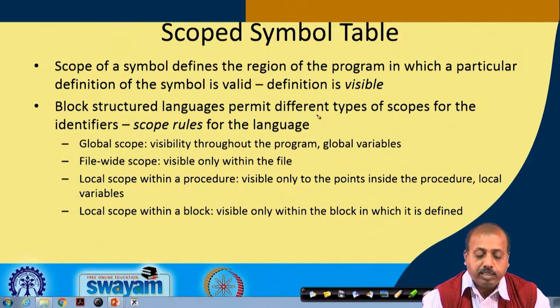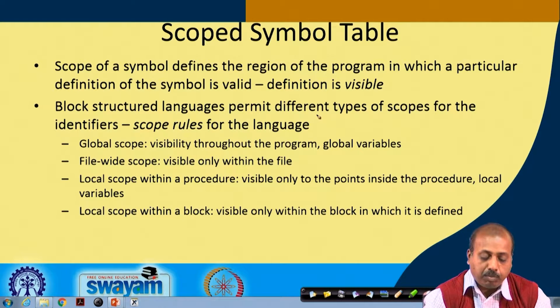Then there is file wide scope, so visible only within the file. Maybe the same program is distributed over a number of files, and different people in a group are developing parts of the software and defining their own files. So, if I define a variable in my file, that is local to my procedures. Similarly, somebody else defines another variable in their file, so that it is visible only to procedures in that file. That is known as file wide scope.